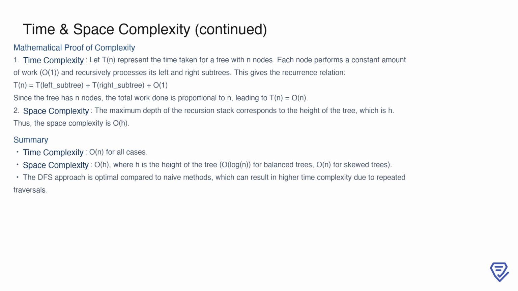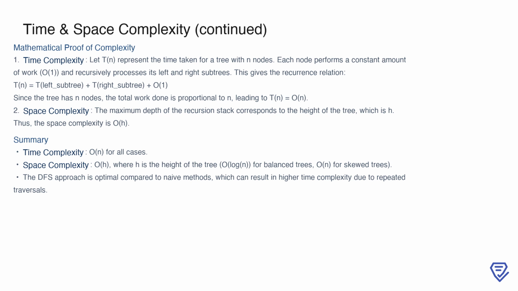This can be expressed with the recurrence relation T(n) = T(left_subtree) + T(right_subtree) + O(1). Since every node is visited exactly once, the total work done is proportional to n, confirming that T(n) = O(n).